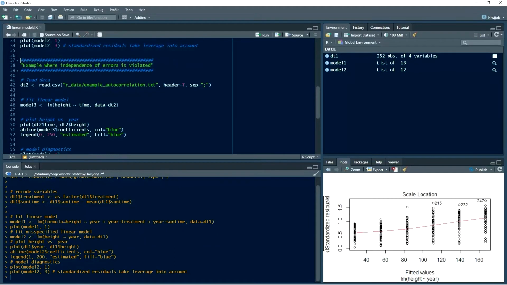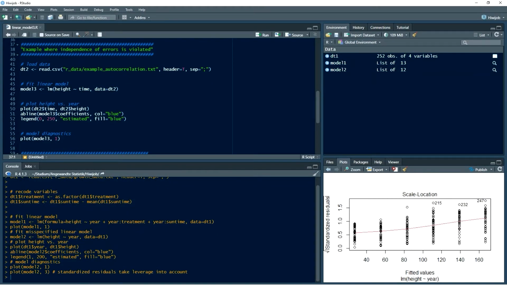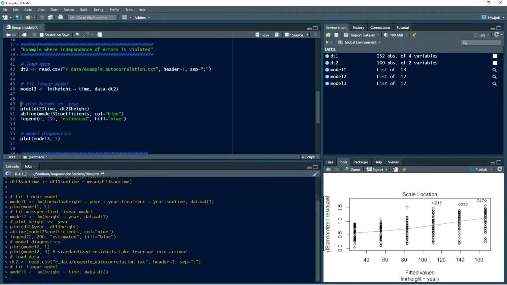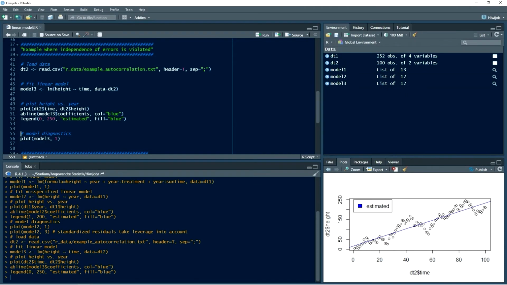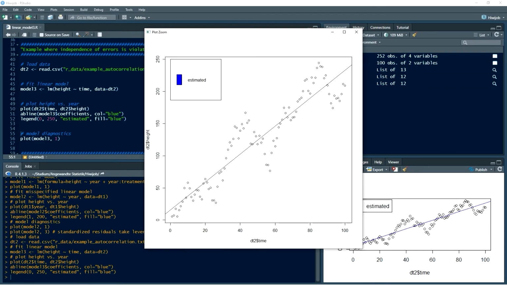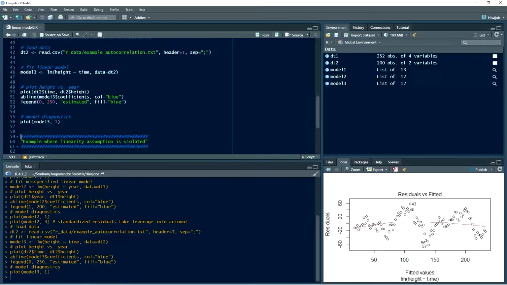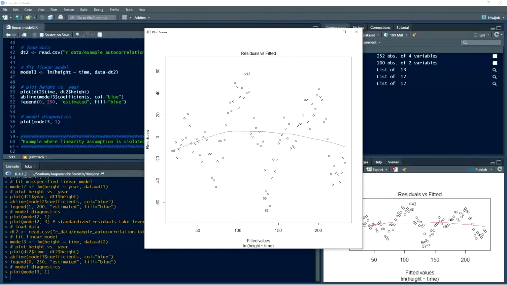Okay, let's now come to an example where the assumption of independent errors is violated. So let's load some new data, fit a linear model, and plot the model variables. Here we can see that the residuals of values that are close to each other in time tend to be very similar, which leads to a very characteristic snake-like pattern in the residuals. This so-called autocorrelation of errors often arises in time series data, where the measurement at one time point depends on the measurement at previous time points. In the residual plot, we can see the same pattern.